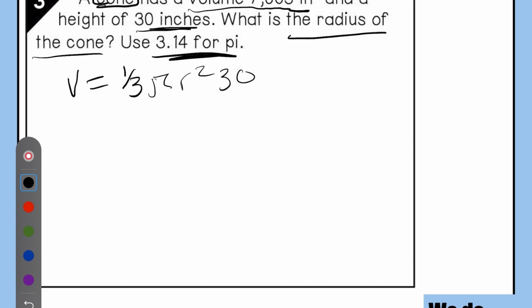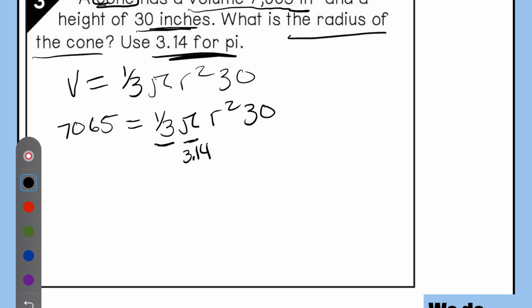So we're going to go right into it: volume is 7,065 equals 1/3 times pi r squared times 30, because that's what we have. We have all that information. So now we are going to multiply everything that we have. We have 1/3, we have pi, which they said to use 3.14, so we're going to use 3.14 here for pi, times 30.